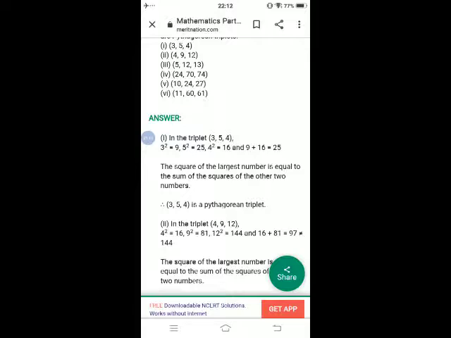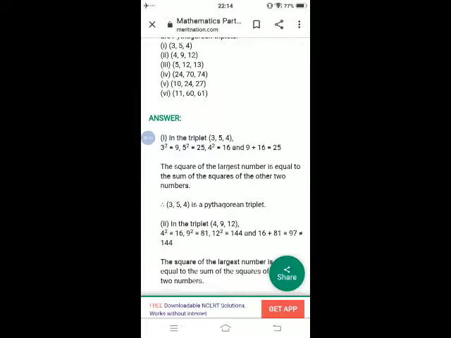And the square of the largest number, here the largest number is 5, so its square, 5 square, is 25. So the square of the largest number should be equal to the sum of the squares of the other two sides. So what are the other sides? 3, 4. So what are the squares of 3 and 4? 3 square is 9 and 4 square is 16. So 9 plus 16 is 25 and 5 square is again 25. So therefore this condition of Pythagorean triplet is satisfied here. So therefore 3, 5, 4 is a Pythagorean triplet.